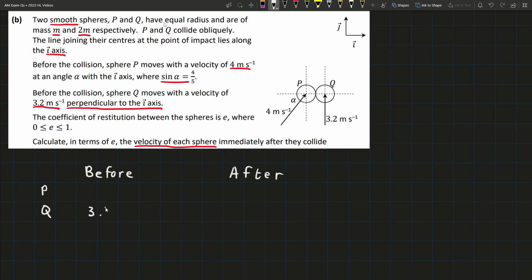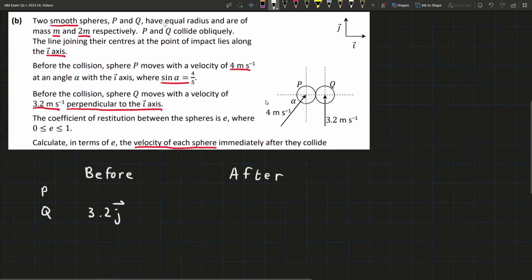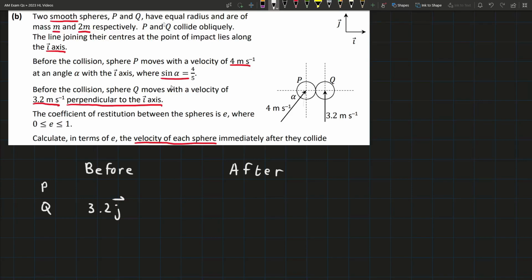So that means it's moving upwards at 3.2 and it's only in the J direction, as you can see in the diagram. Now for P, it's a bit more difficult, but it's nothing too bad. So first of all, let's have a look at this. Sine alpha is 4/5. So you can see in the diagram, they have a little triangle like that.